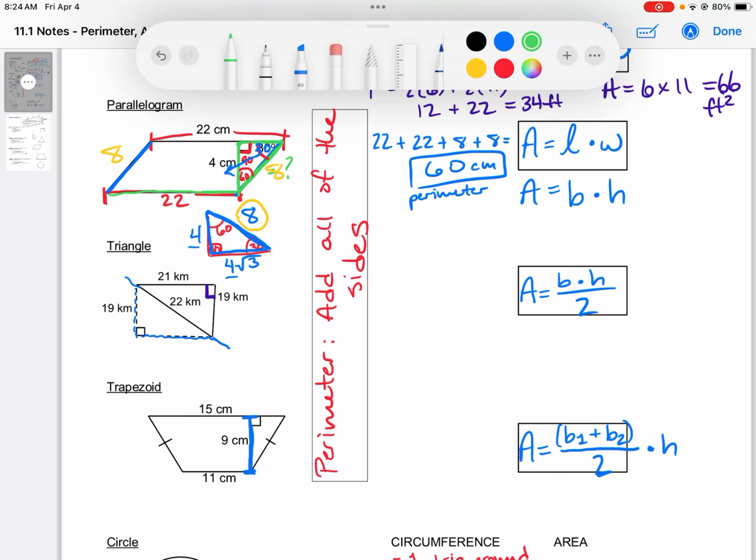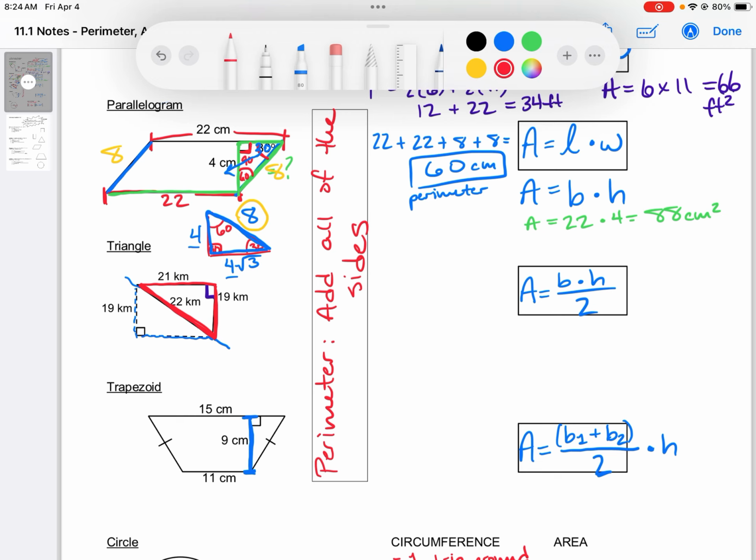Now to find the area, it's much easier. It's base times height. 22 times 4, which is 88 square centimeters. All right. For this triangle, they have already given us all 3 sides, which is very helpful. But if you didn't have that, you could use the Pythagorean theorem to find it.